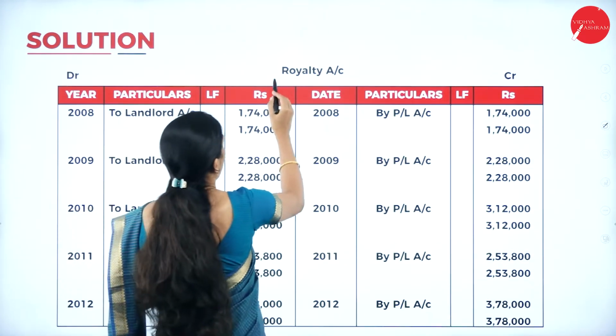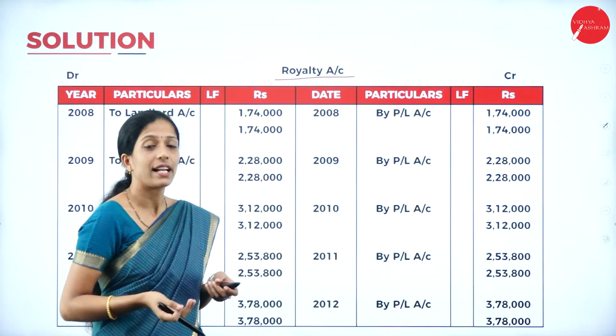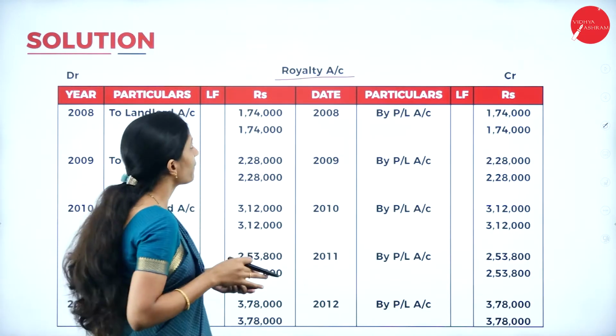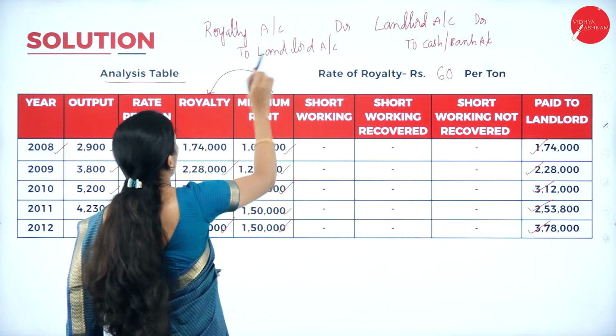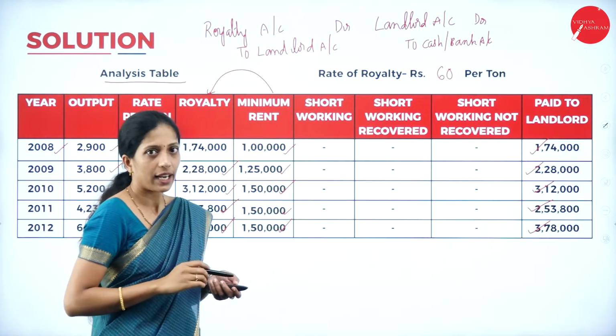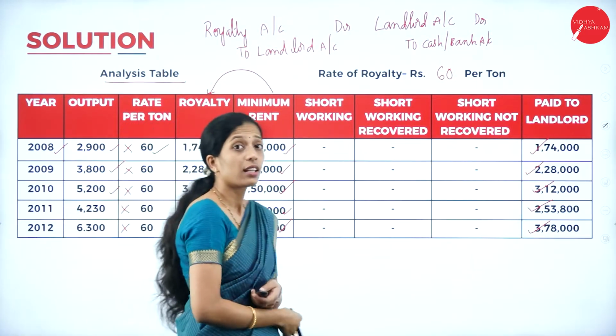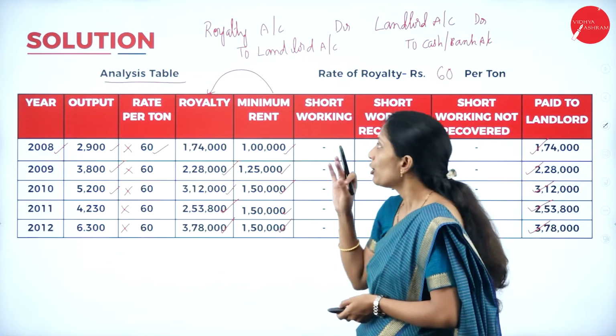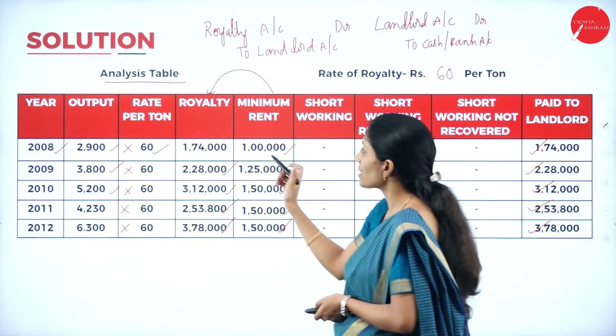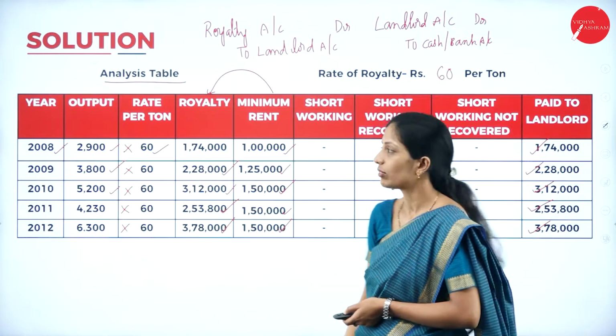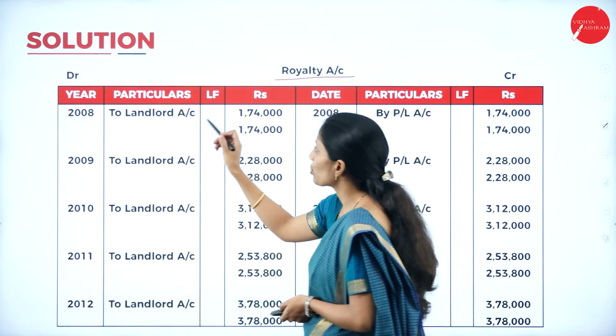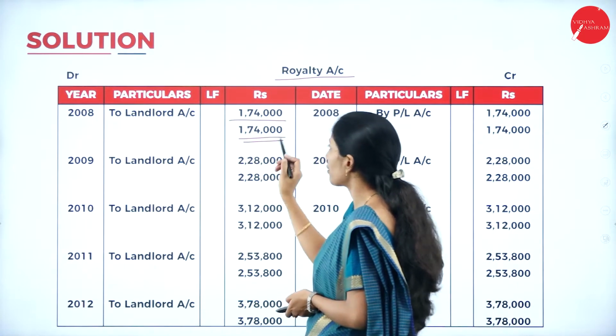Next account to be prepared is the royalty account. So what is the entry for the royalty account? Your first entry, what is the first entry? Royalty account debit to landlord account. So how do you write in your royalty account? To landlord account, and what is the amount? 1,74,000. So to landlord account 1,74,000.